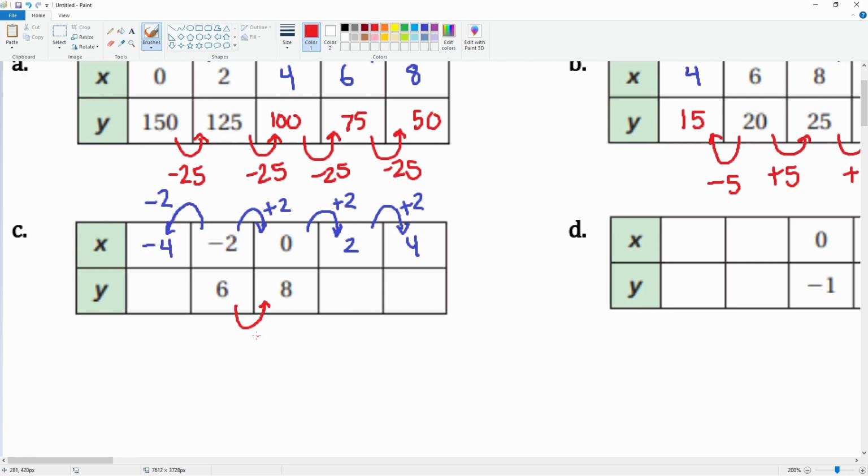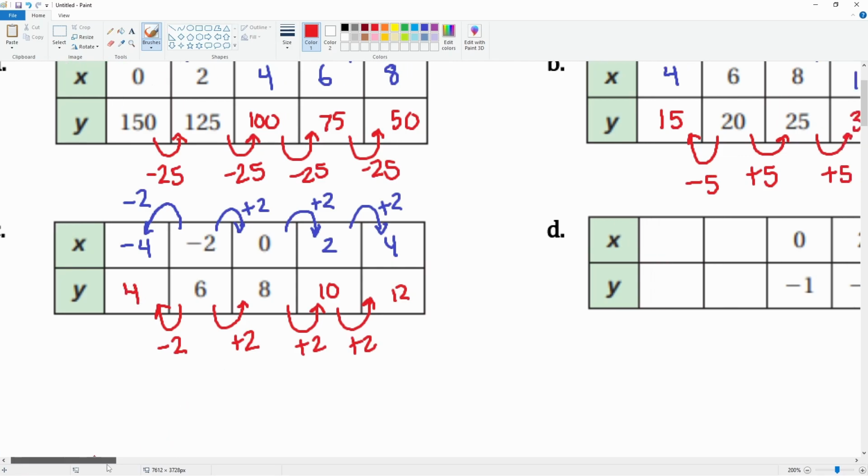6 to 8, it is a plus 2. From 8, we plus 2. That gets us a 10. From 10, we add 2. This gets us a 12. Now we want to go backwards, so we're going to subtract 2, because going forward was add 2. So to go back, we have to do the opposite. So that is going to be a 4 here.